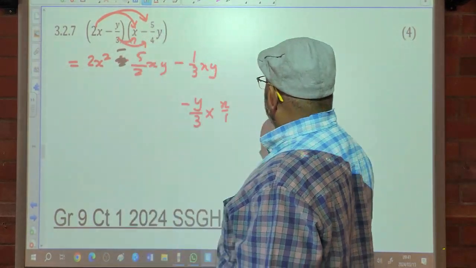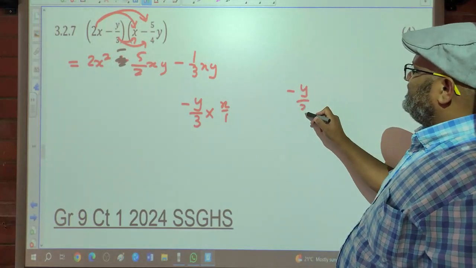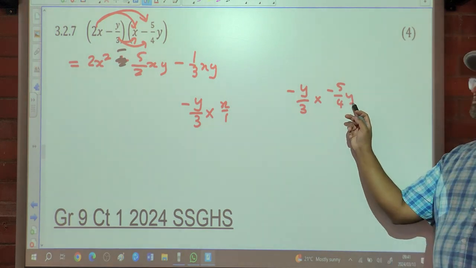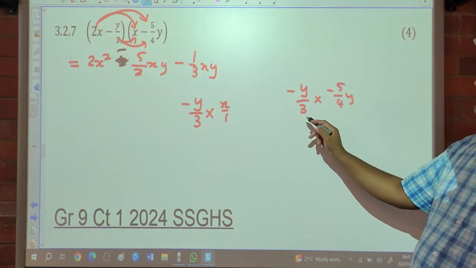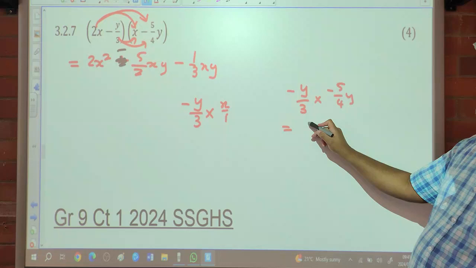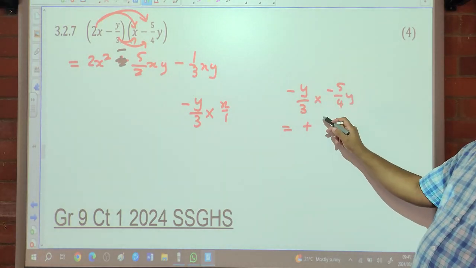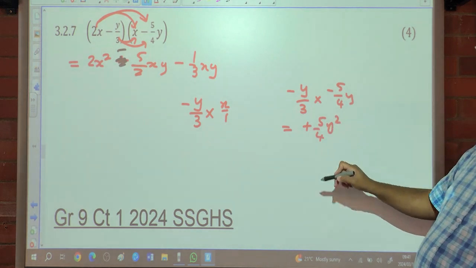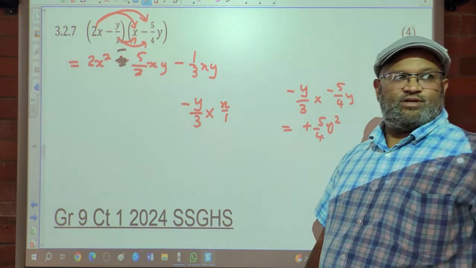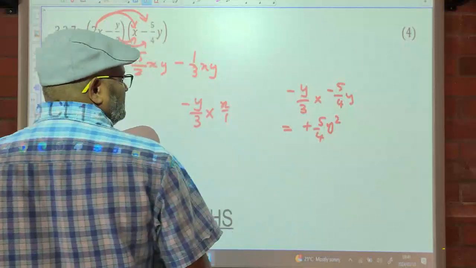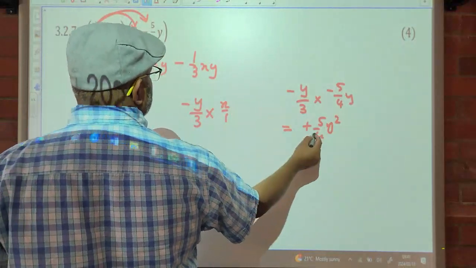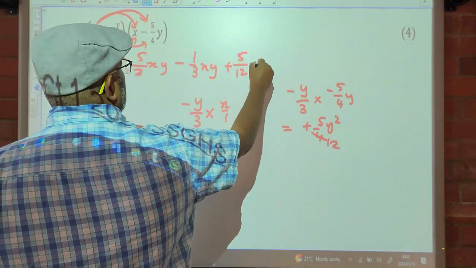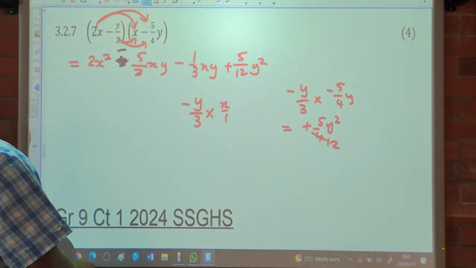And of course the last one is negative y over 3 multiplied by negative 5 over 4y. Remember, if it was next to it, it's considered to be on top. So negative times negative, of course, is positive. 5 y times y is 5y squared over. You all agree with that? Over 12. Yes. Then positive 5 over 12y squared. Alright, sorry about that.